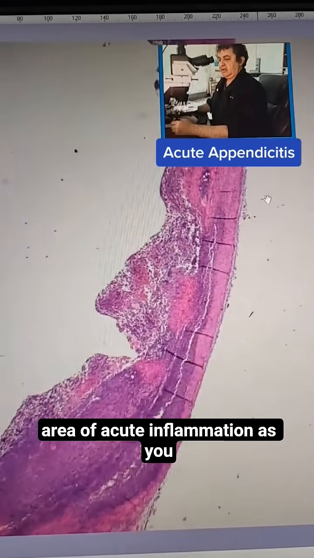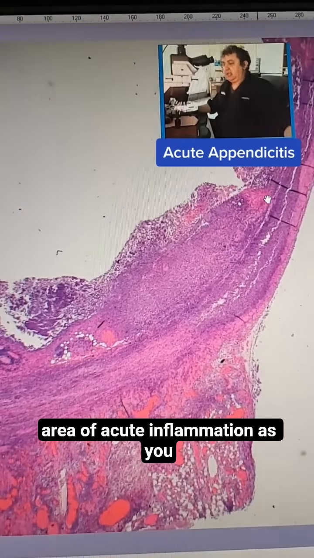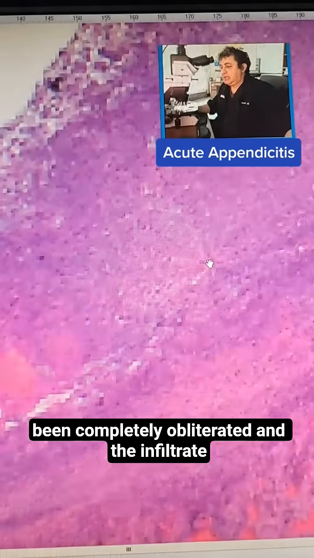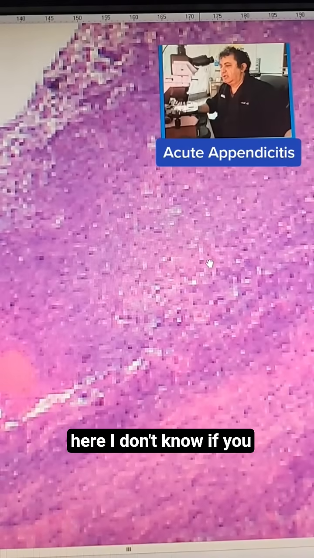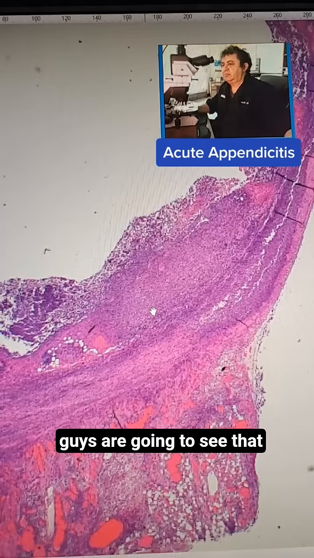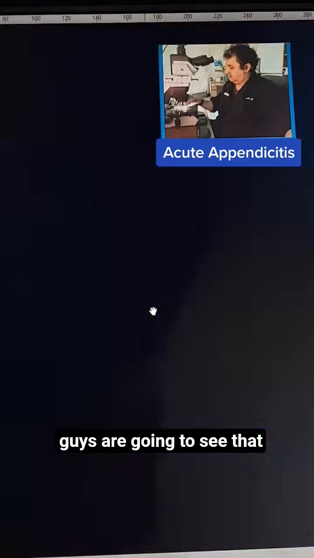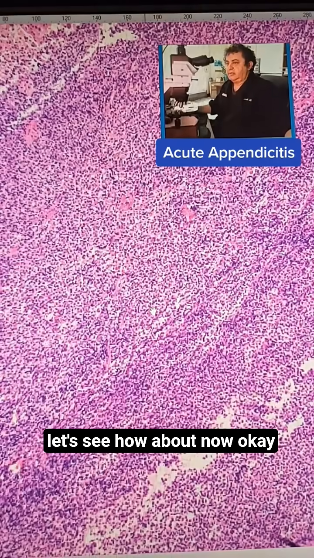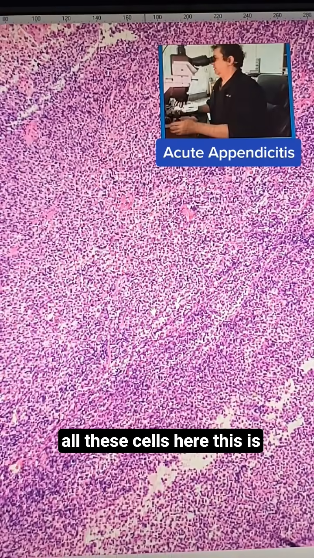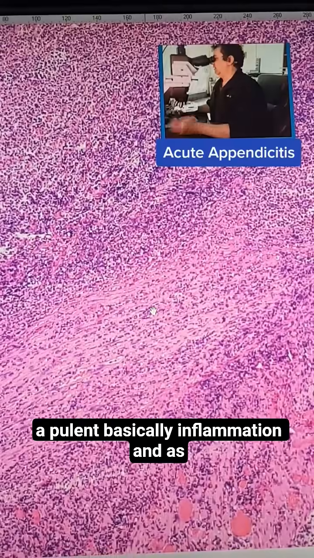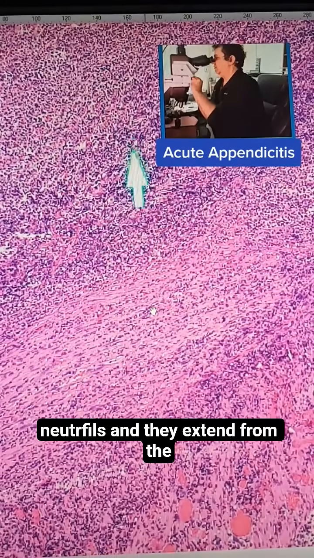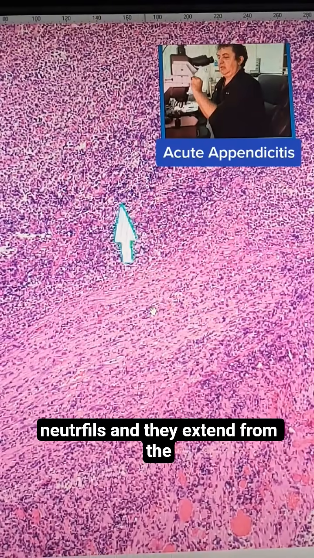So this is an area of acute inflammation. As you can see now, the mucosa has been completely obliterated, and the infiltrate here, I don't know if you guys are going to see that. Let's see, how about now? Okay, all these cells here, this is a purulent inflammation, and as you can see, all these are neutrophils, and they extend from the mucosa.